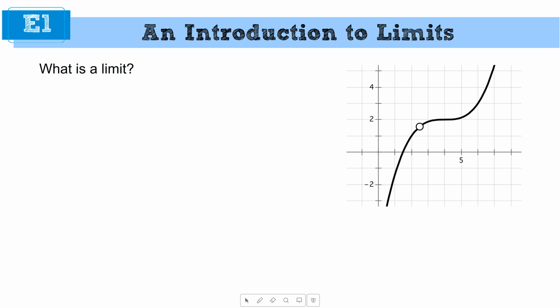So I'm going to ask the same questions I asked before. What's the value of the function as you approach 2.5 from the left? So, in other words, as I travel along the function, getting closer and closer to that value of 2.5, what's the y value?